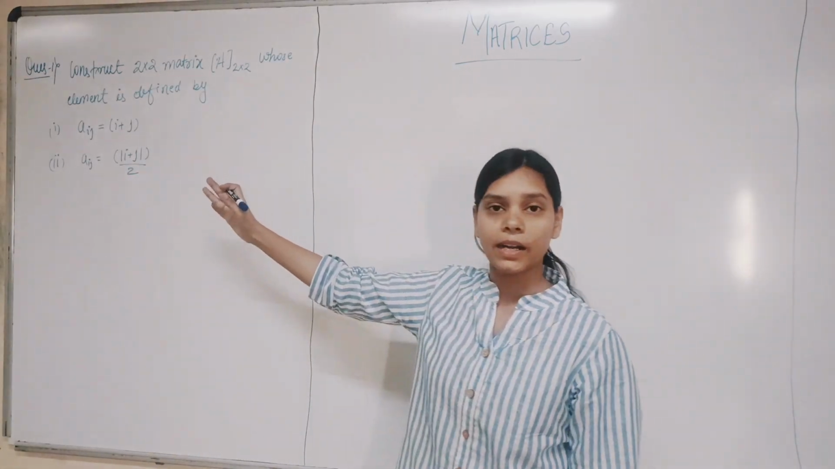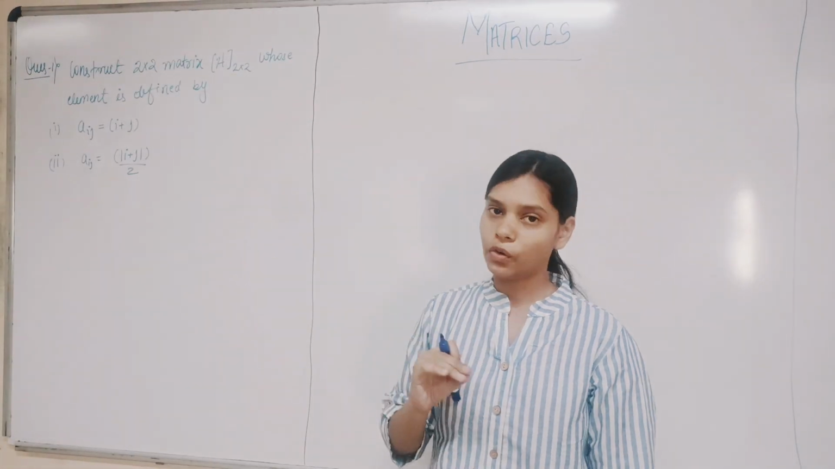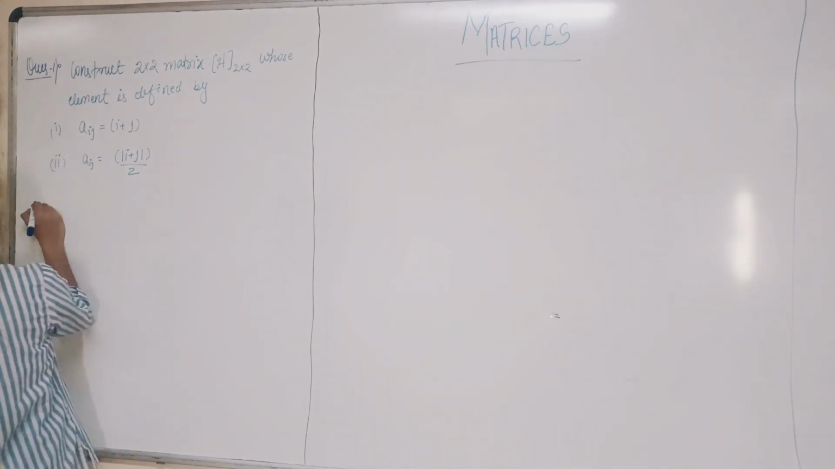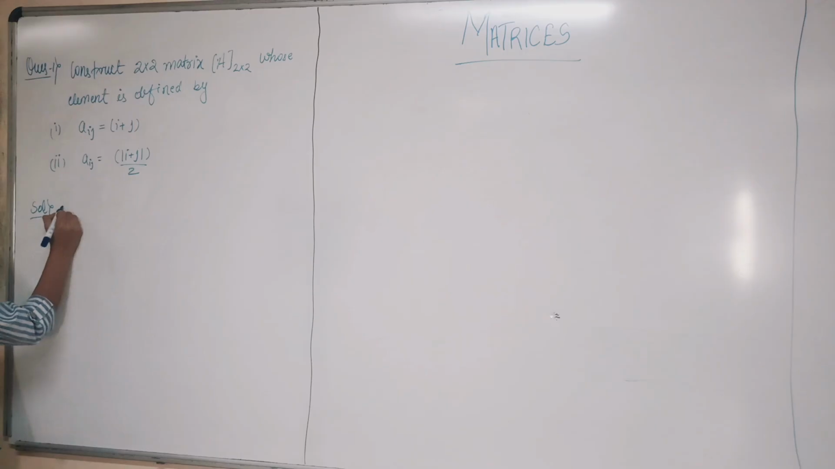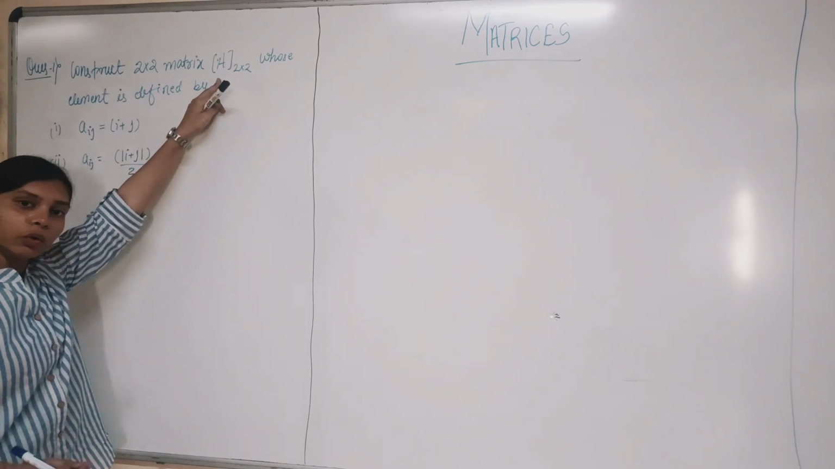The question contains basically two parts, and the first part I will discuss with you all and the second part is for your homework, right? So write down the solution of this question. Solution first. Here A is a 2 cross 2 matrix.